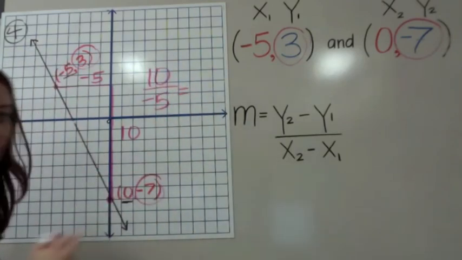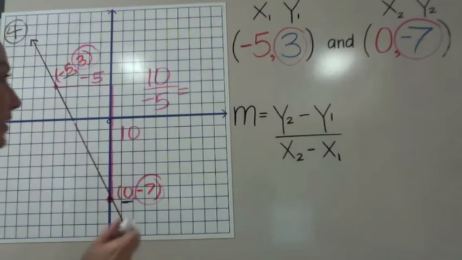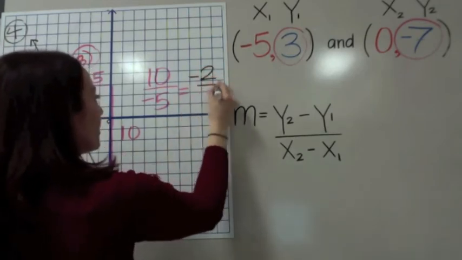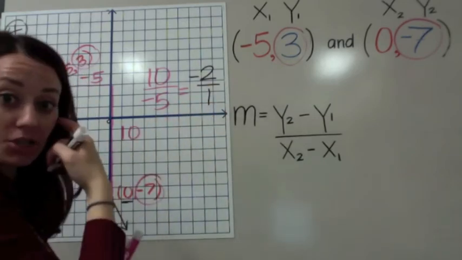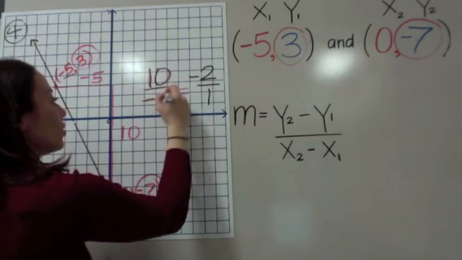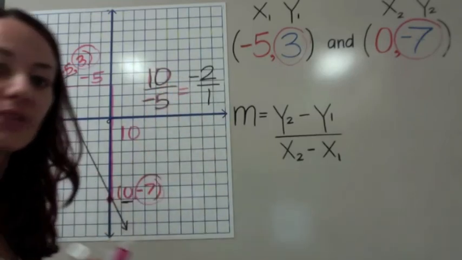What's 10 divided by negative 5? 10 divided by negative 5 is negative 2. All right, or we could write it as negative 2 over 1. So what we're going to do is confirm that the slope, in fact, is 10 over negative 5, or it's negative 2.